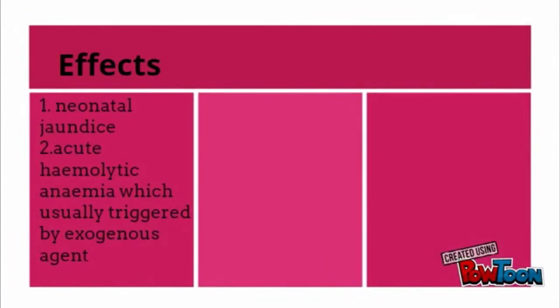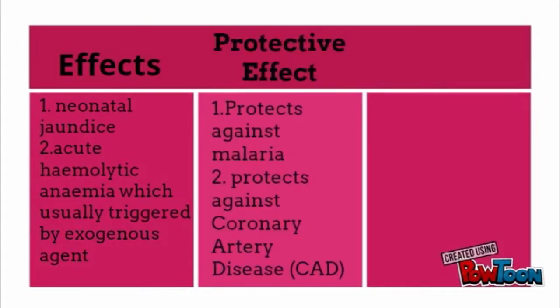The most frequent clinical manifestations of G6PD deficiency are neonatal jaundice and acute hemolytic anemia, which is usually triggered by an exogenous agent. However, G6PD deficiency also has protective effects in our body. It helps us to fight against malaria and also coronary artery diseases, which has been attributed to the involvement of NADPH in lipid biosynthesis and activities of NADPH oxidase.